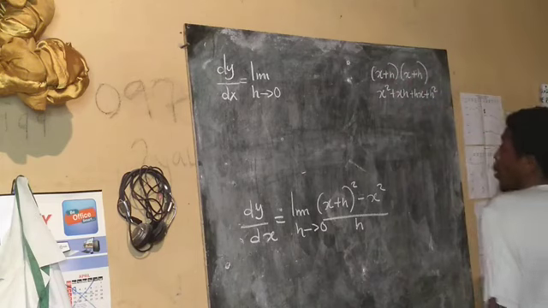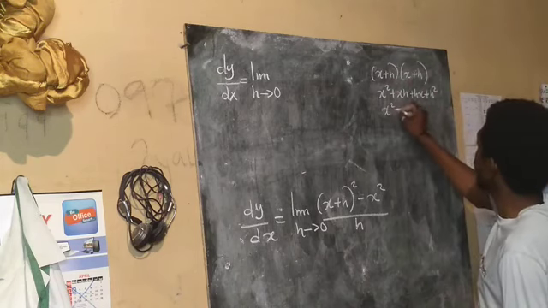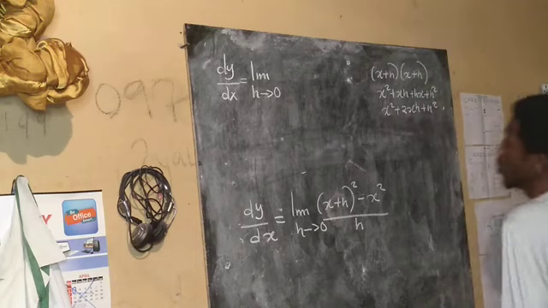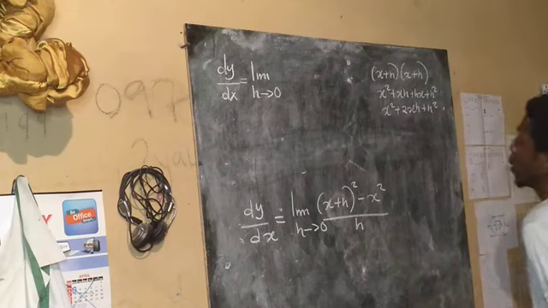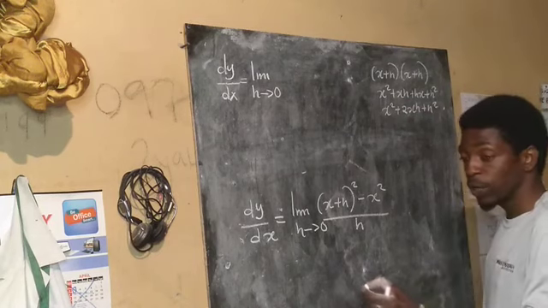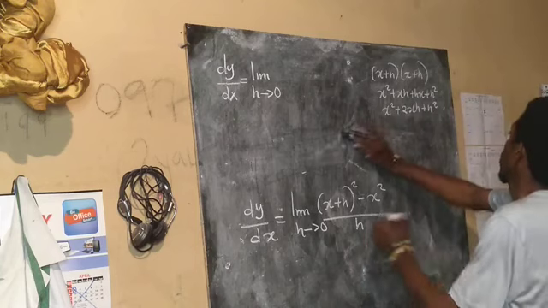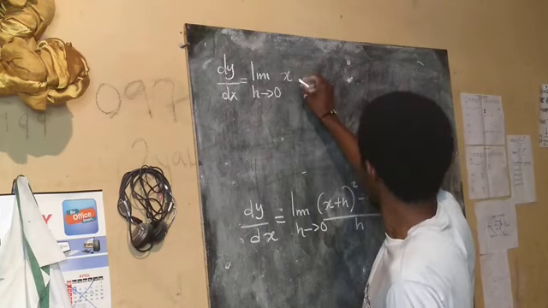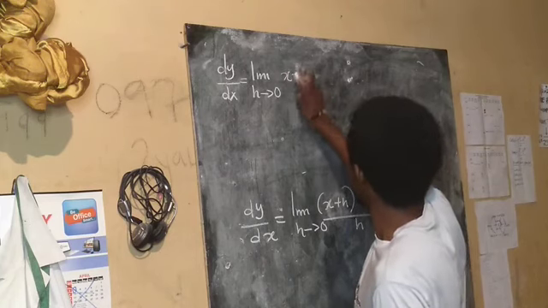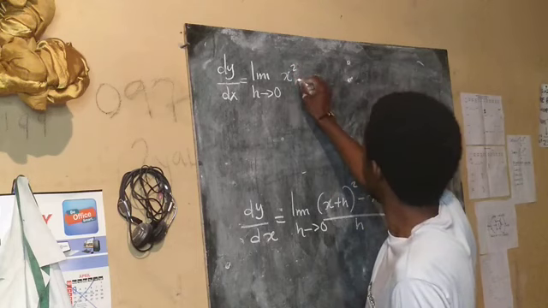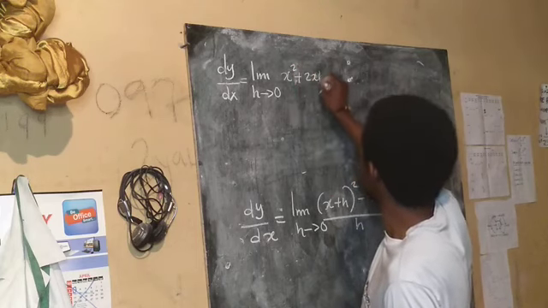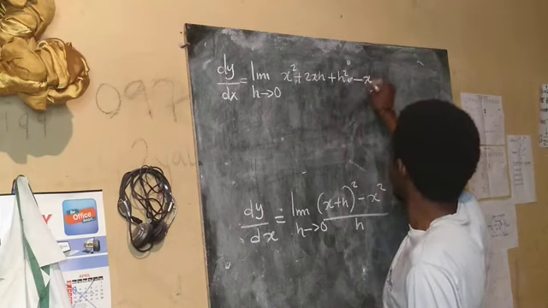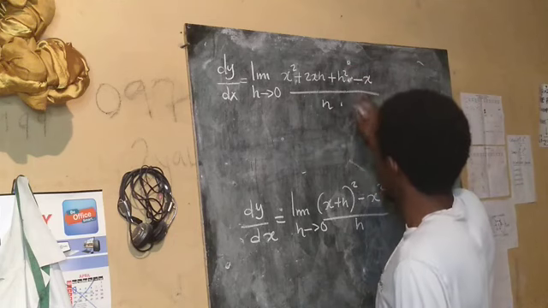These are like terms, they will add. So you're having x squared plus 2xh plus h squared there. So this part will be written up. Make sure you're pausing the video to see what I've written. So there we're having x squared, then plus 2xh, then plus h squared, and then minus x squared, over h.